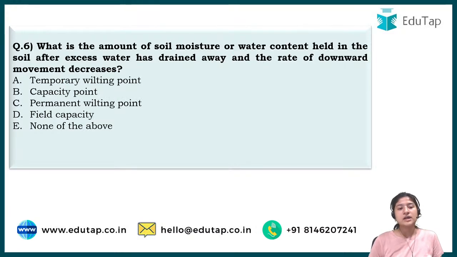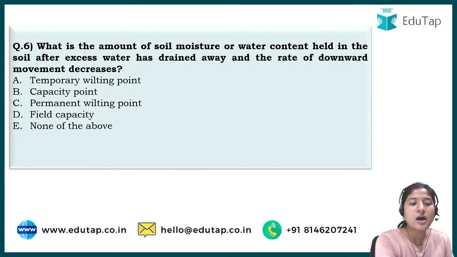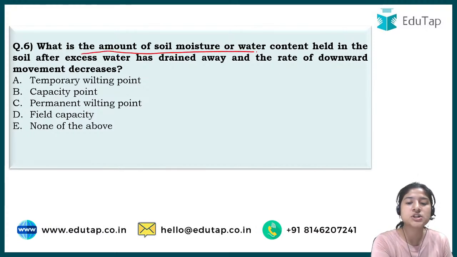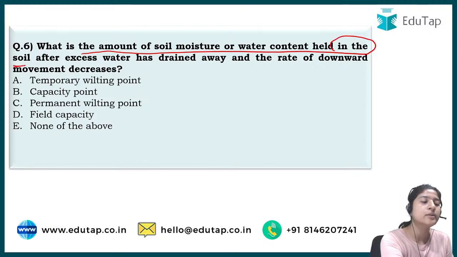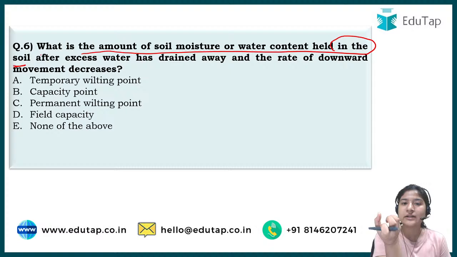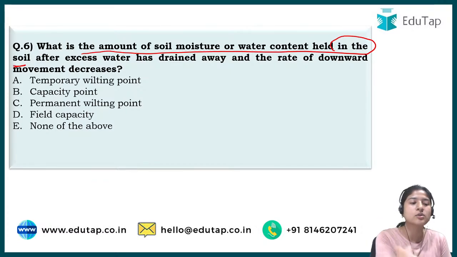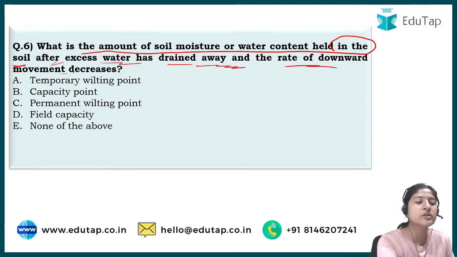Next comes, what is the amount of soil moisture or water content? See, in this particular question, it is all definition only, and then from the definition you have to tell the correct answer. So what is this? It says the amount of soil moisture or water content held in the soil, means the water that has now become a part of the soil, it has been held by the soil after excess water has drained away and the rate of downward movement decreases.